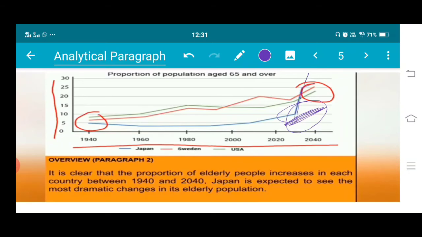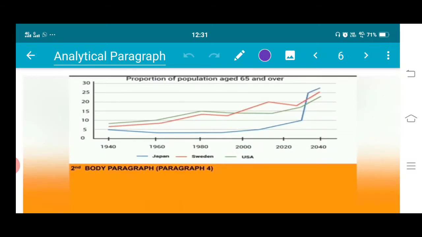As I have told you, that is growing, here it is growing only. So we have to write down that Japan is expected to see the most dramatic changes in its elderly population, right? Now next what we have to do, let's see. Now we have to give the body paragraph, where we have to give the things in detail. Whatever we have discussed in our overview, that we have to give in detail, right?